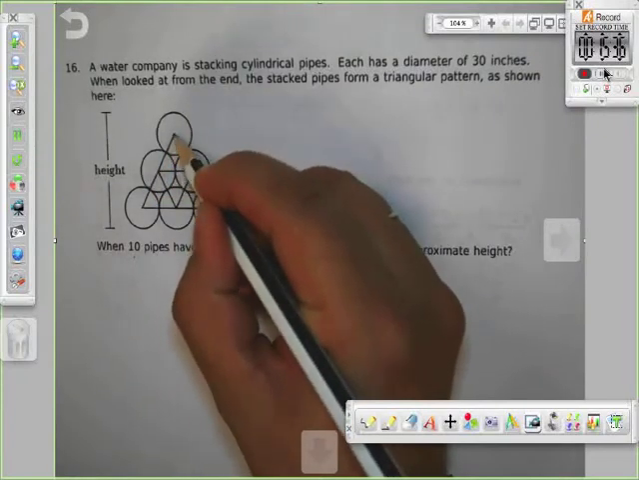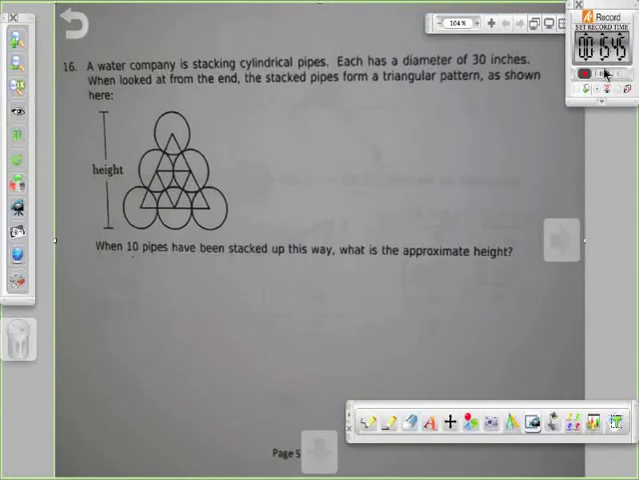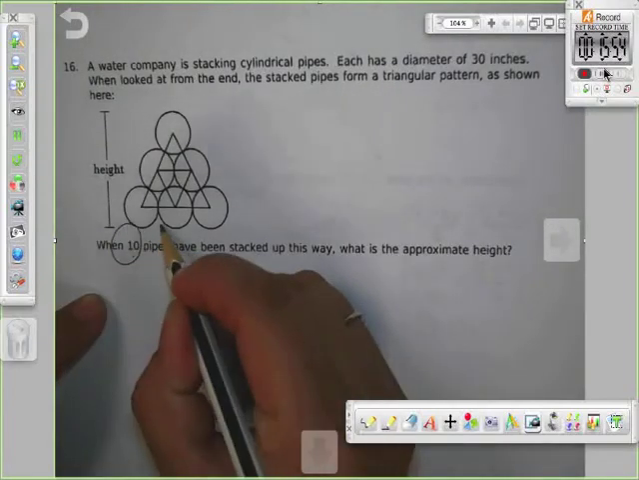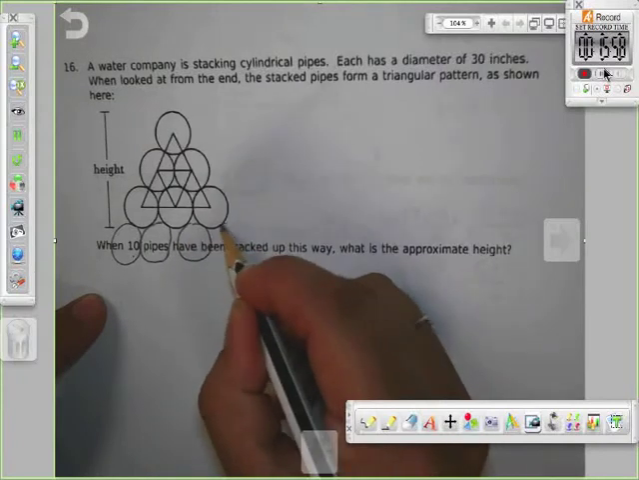Okay, this one says a water company is stacking cylindrical pipes. Each has a diameter of 30 inches. That means from here to here is 30 inches, and half of that would be a radius, which is 15. When looked at from the end, the stacked pipes form a triangular pattern as shown here. When 10 pipes have been stacked up this way, what is the approximate height?